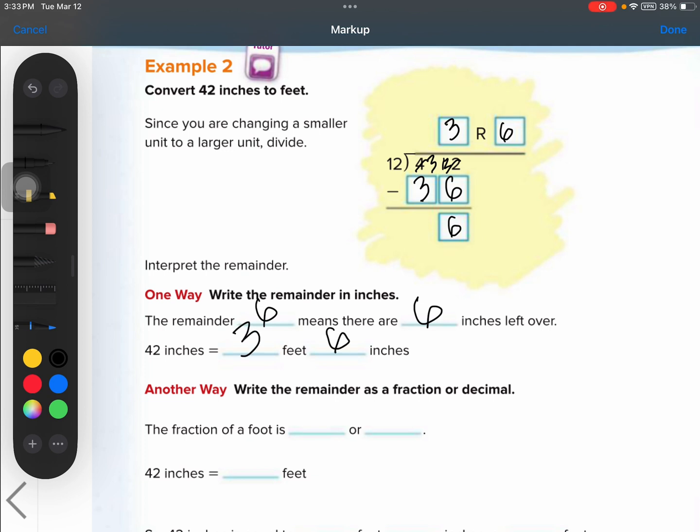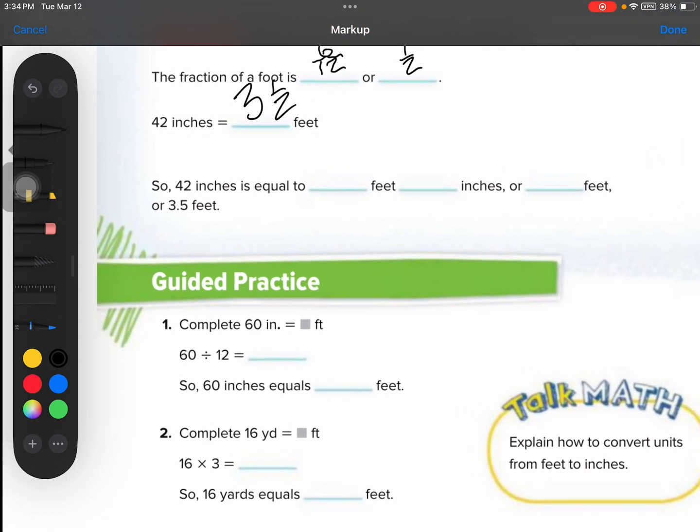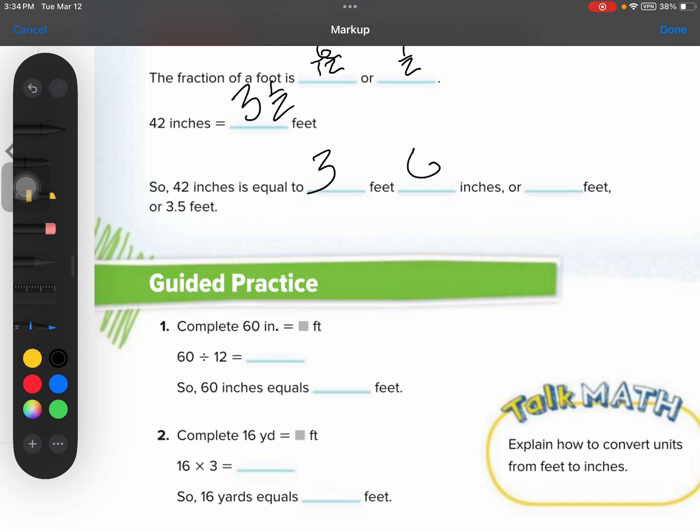Okay, but we have to write it as a fraction, or a decimal is another way. A fraction of a foot: 6 inches are left over, and we know that in a foot there are 12 inches total. This can be converted into 1/2. We divide both 6 and 12 by 6, and you get 1/2 if you're a factor ninja and chop it down. So we understand that 42 inches is 3.5 feet. So 42 inches is equal to 3 feet, 6 inches, or 3.5 feet. You can write them both ways, and they mean the same. And this 3.5 would be the decimal form.